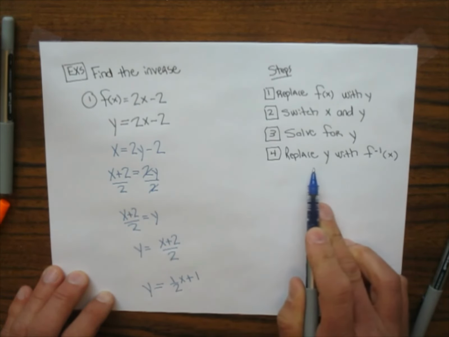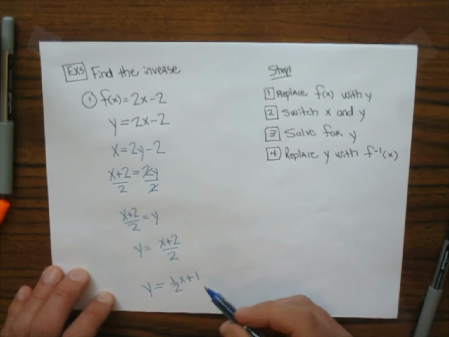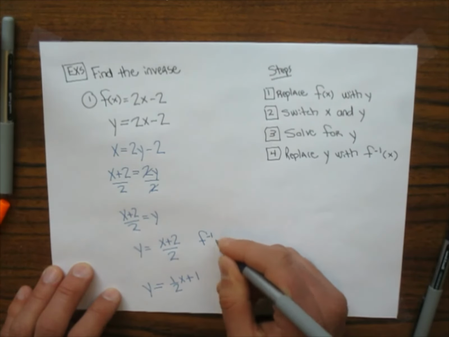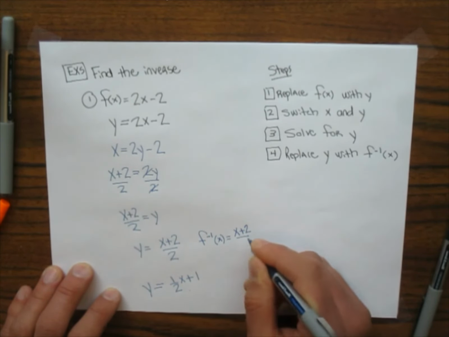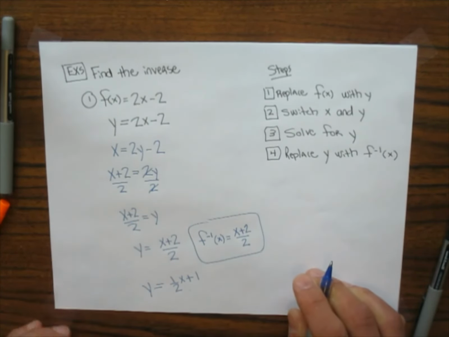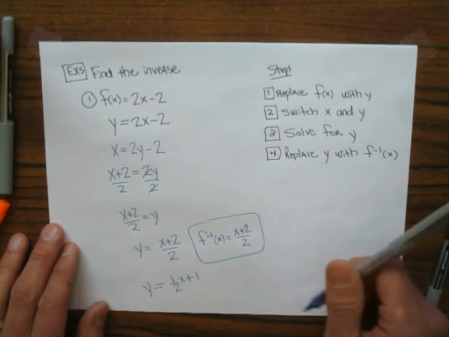Okay, our last step, replace y with f inverse. So that's what I'll do. I'll just use the first one. f inverse of x equals x plus 2 over 2. And so let's see what this looks like.